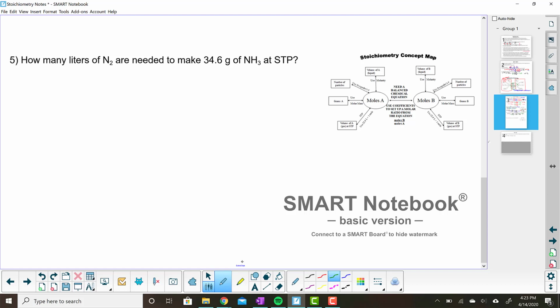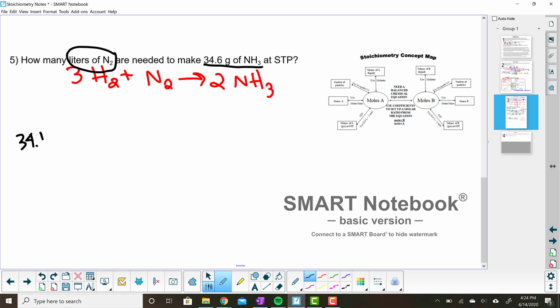This is how many liters of N2 are needed to make 34.6 grams of ammonia, NH3, at STP. So again, it seems like I'm using the same reaction from before, so I'm just going to go ahead and rewrite it. It was 3 moles of H2 plus 1 mole of N2 created 2 moles of NH3. So since I'm using the same reaction, I just rewrote it here. But let's go ahead and think through everything here. I'm starting with the 34.6 grams of NH3, and I want to convert that into liters of N2.